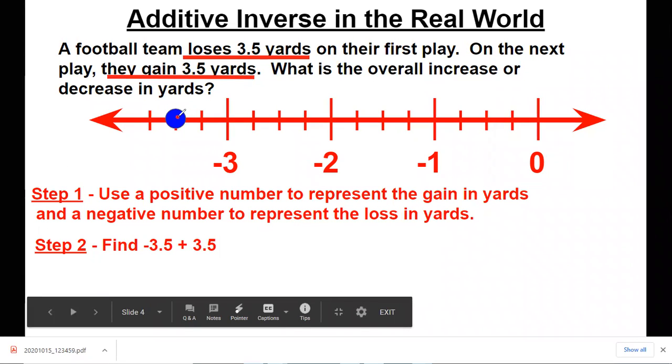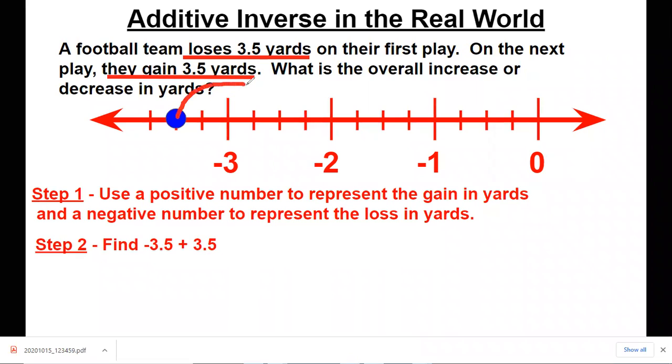Because it's a positive. This is going to give me 1. This is going to give me 2. This is going to give me 3. And this is going to give me half. Make sure you understand what I just did. Because I'm starting in the middle of 3.5, my one whole jump is going to be in the middle of 2.5. My next whole jump is going to be in the middle of 1.5. And my next whole jump is going to be at half. And then I'm going to go a half more because that's 3.5 yards.